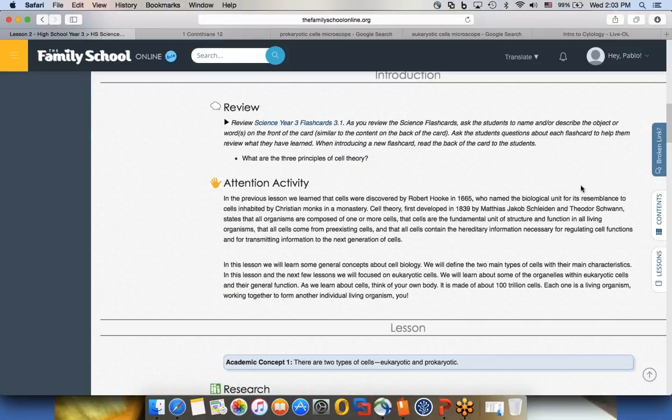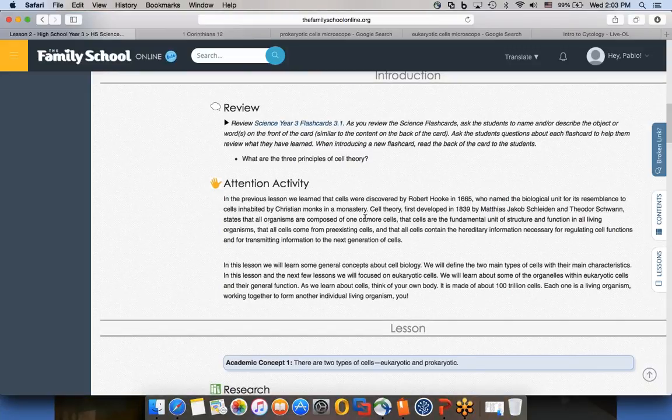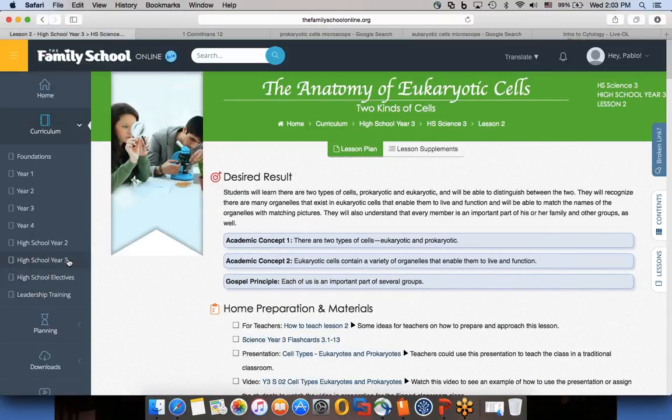Kaya asked, what if the lesson isn't on the site? If I understand correctly, here in science year 3, the first 4 lessons are already published. If that is not the case, let me know, all right? I'm going to try to stay ahead at least 1 lesson. So I want you to read the lesson before.